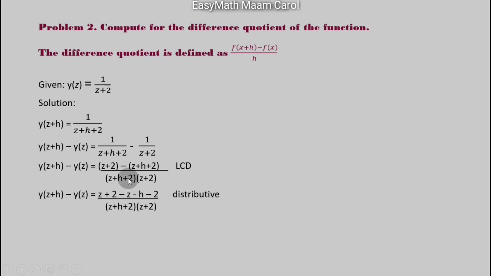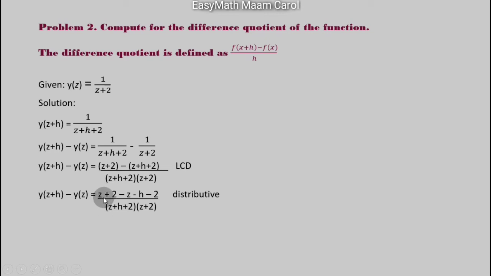So, this will become negative h. This will become negative z. This will become negative h. And this will become negative 2. Okay? So, unlike dun sa previous example natin na gumamit pa tayo ng mga red to slash yung mga pwede nating i-cancel out, this time, we will just observe it.